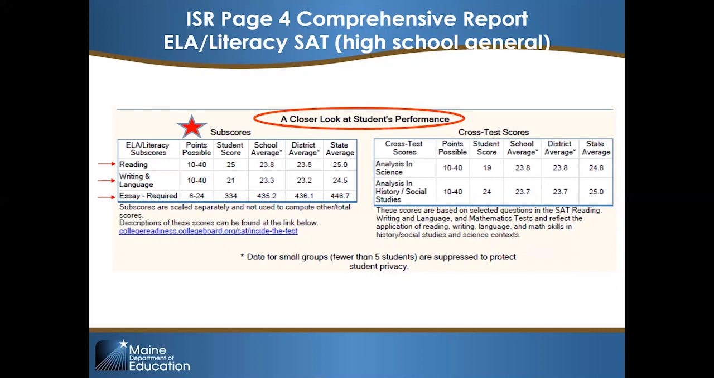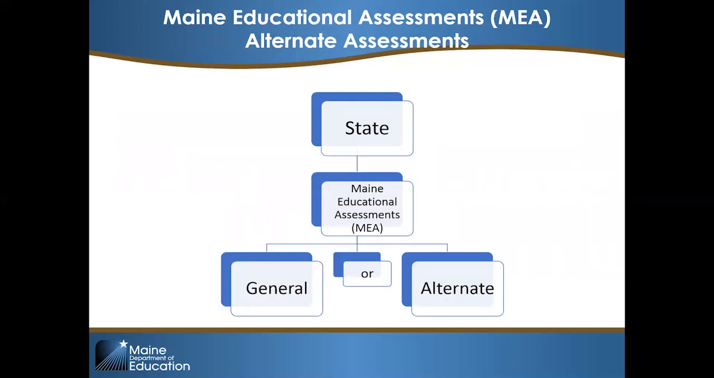This chart provides information about how Cora performed on ELA literacy categories compared to averages of high school students in the school, district, and state. The SAT cross-test scores chart on the right is a repeat of the same information from the high school ISR page for mathematics. We will now cover the ISR pages for a student who participated in alternate assessments.